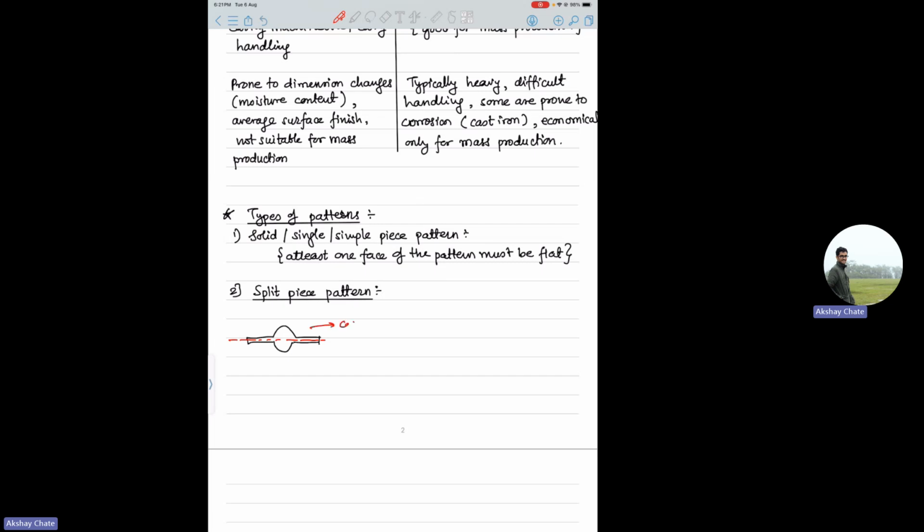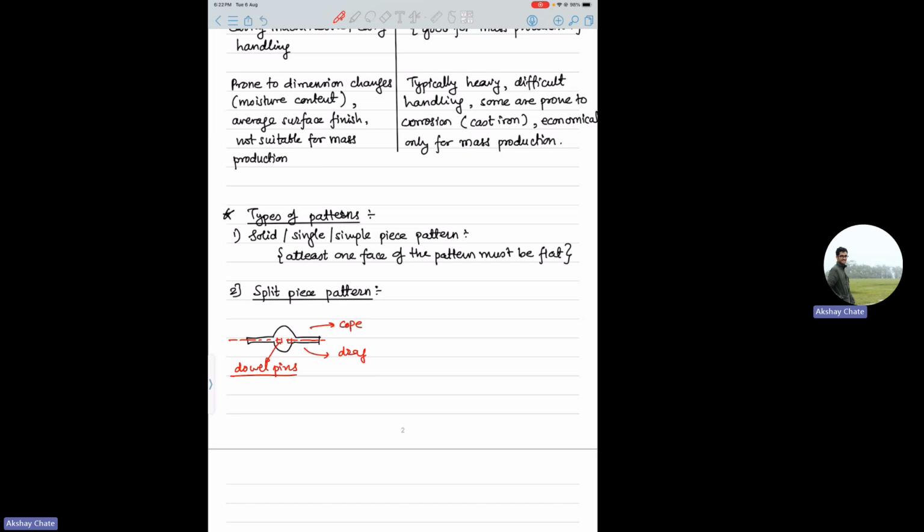This is called the cope, and the bottom part is called the drag. And they usually use some pins to keep these two components, cope and drag, together. Those are called dowel pins. These are some of the common terminologies, and in some problems they typically ask what is the equipment that keeps cope and drag together. That is your dowel pins.